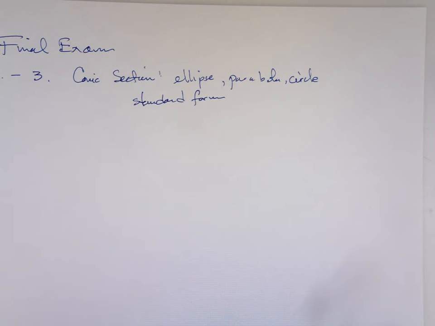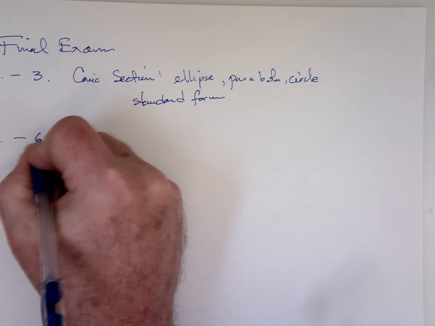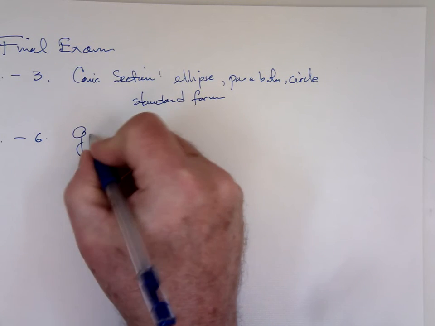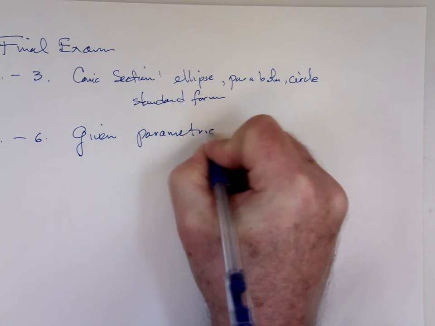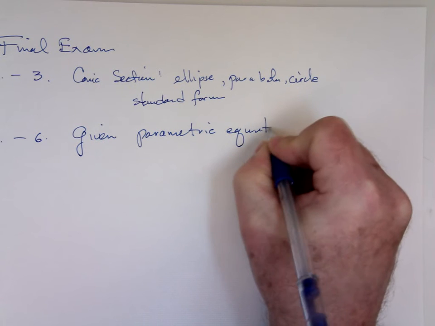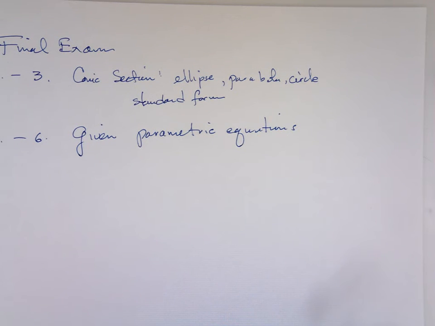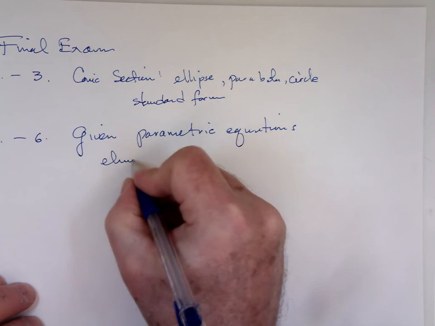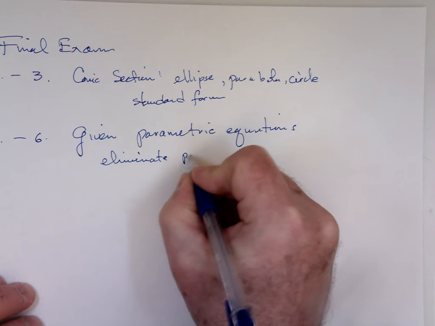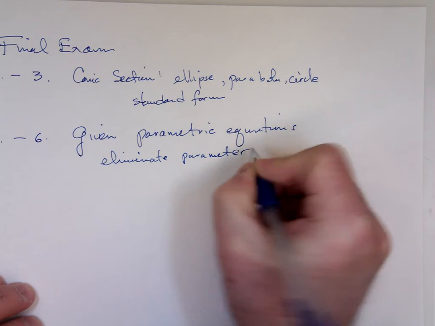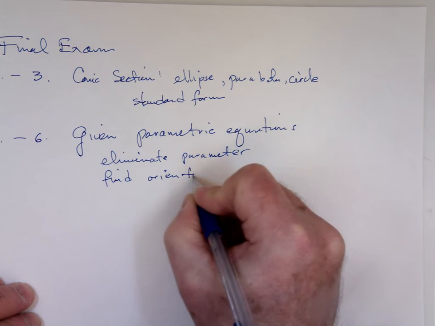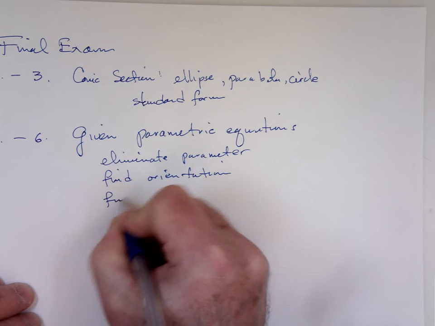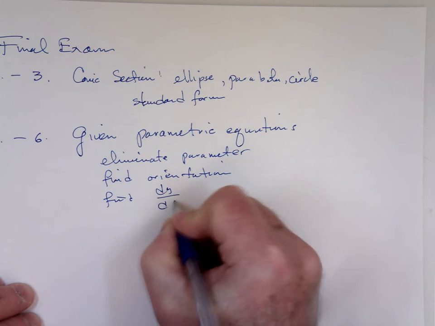4 through 6. Given parametric equations. This is still test 1. I would ask some basic questions here. Eliminate the parameter. Find orientation. And possibly find dy/dx, the slope of a tangent line.